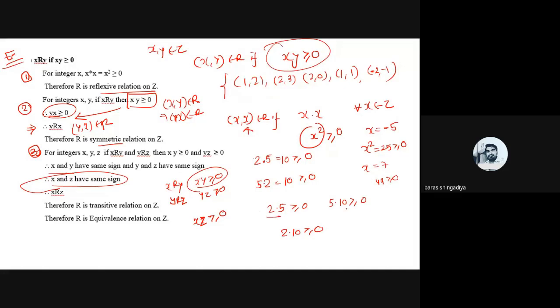Both are positive. 5 and 10 also have the same sign, both are positive. So positive into positive will be positive again. Therefore it is a transitive relation, and xz belongs to R, that is xRz. Therefore it is transitive, and thus we can say it is an equivalence relation. So all these three conditions are proved, and therefore it is an equivalence relation.